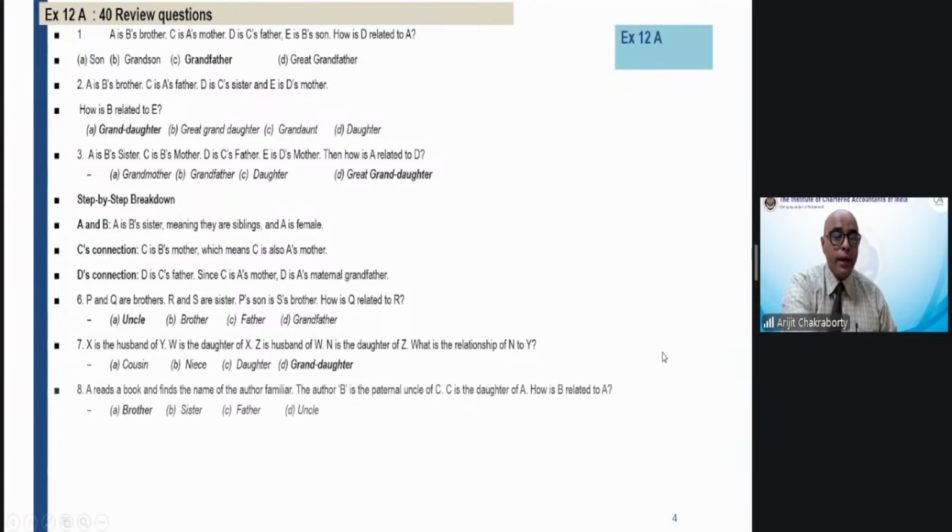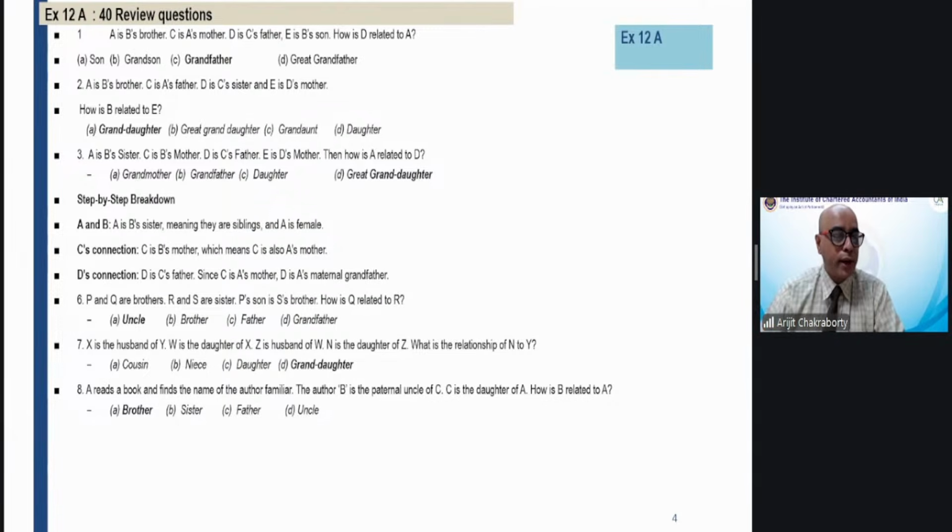We move to the 8th question now. A reads a book and finds the name of the author familiar. Another very interesting question from the Board of Studies study material. A reads a book and finds the name of the author familiar. The author B is the paternal uncle of C, and C is the daughter of A. So one by one, we will decode the meaning of all the statements which are given.